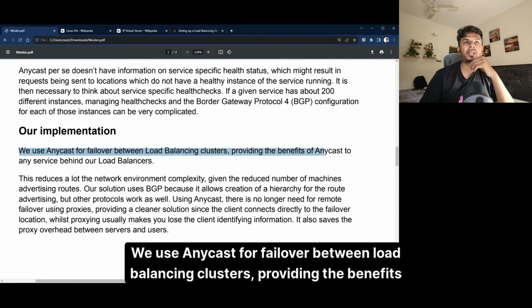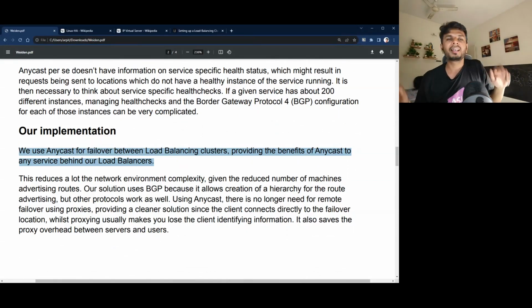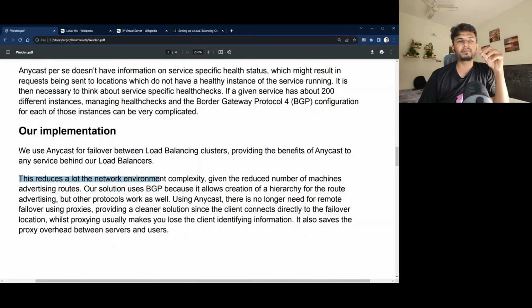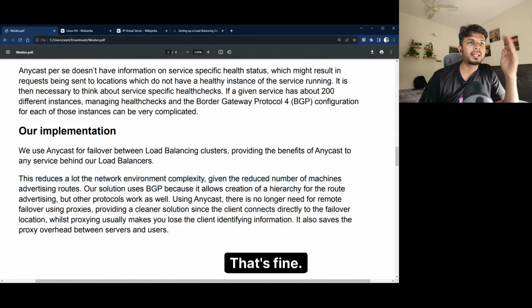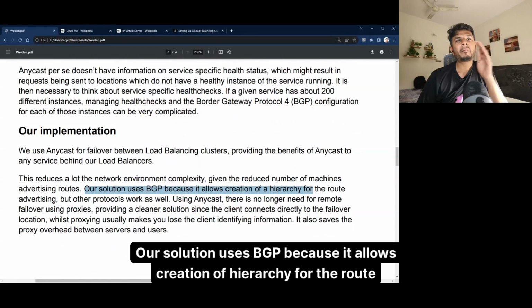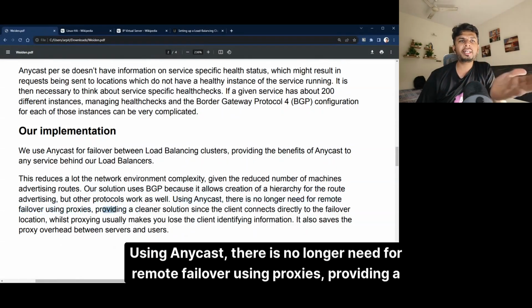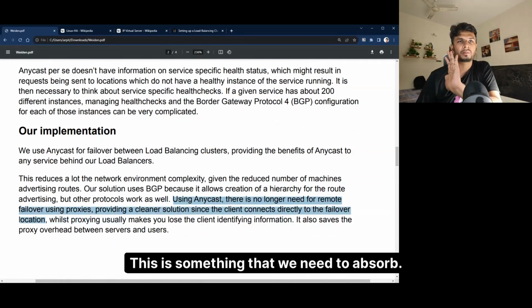We use Anycast for failover between load balancing clusters, providing the benefits of Anycast to any service behind load balancers. So it says that it is Anycast as a service. Right? The idea is anyone who wants it gets it. They don't have to do anything, but we'll go into how that system is built. This reduces a lot of network environment complexity. Our solution uses BGP because it allows creation of hierarchy for the route advertising, but other protocols work as well. Using Anycast, there is no longer need for remote failover using proxies, providing a cleaner solution since the client connects directly to the failover location. Now, this is something that we need to absorb.